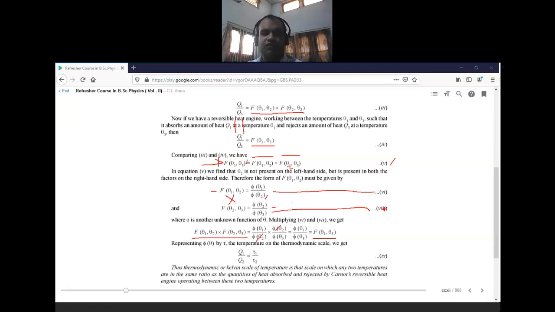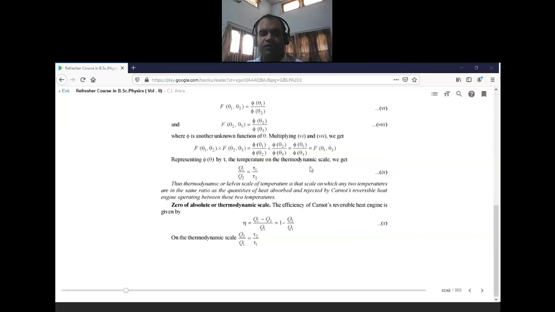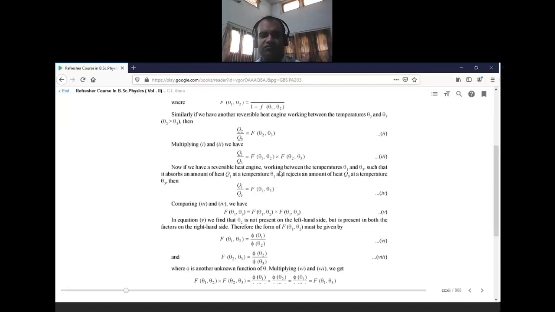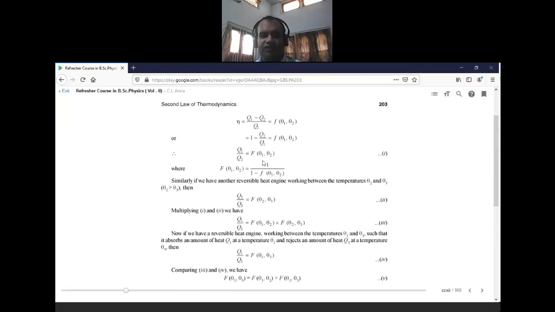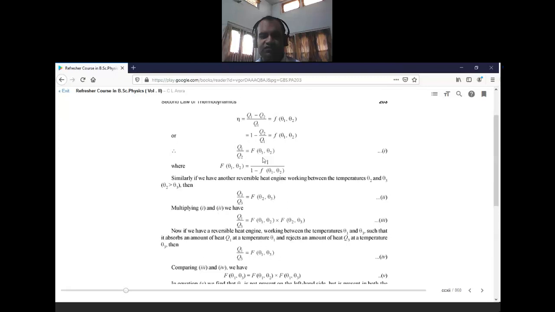Okay, I am removing the annotation here. Now, representing this phi theta by something, tau, this symbol is tau, the temperature on the thermodynamic scale, we get Q1 by Q2 is equal to tau 1 by tau 2. So, what did we get? Q1 by Q2 is F theta 1 theta 2.